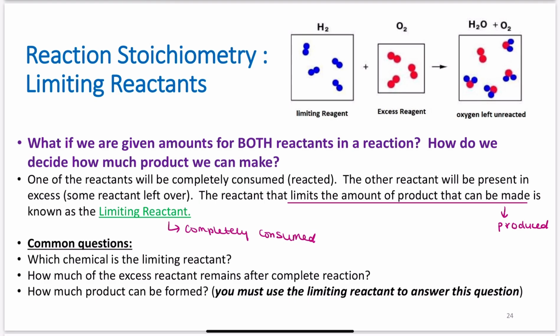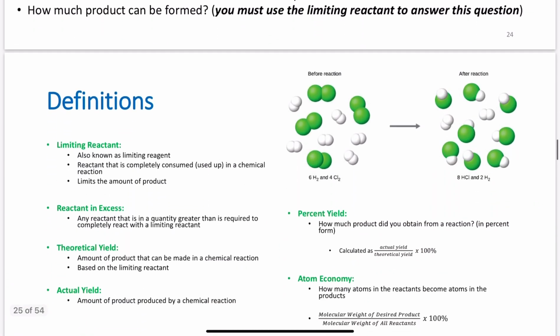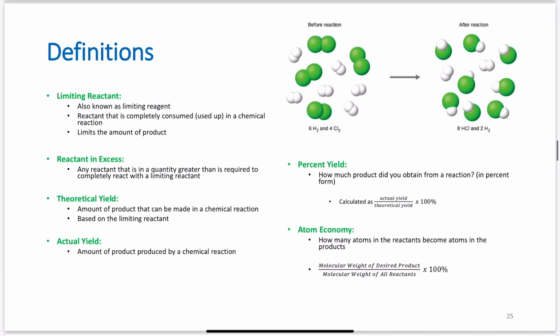So common questions I want you to ask. Which chemical is my limiting reactant? How much excess reactant remains after completion of the reaction? And how much product can be formed? You have to use your limiting reactant to answer this question. Basically, conservation of mass. I cannot produce more than I have available. Like if I run out of reactant, no more can be produced. So my amount produced is absolutely limited by my limiting reactant.